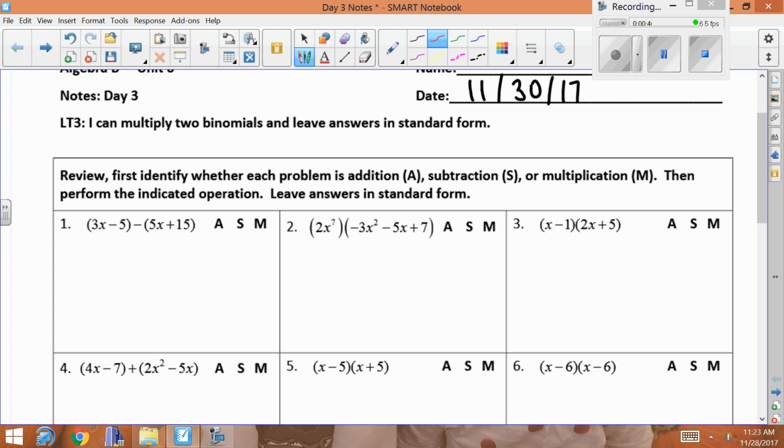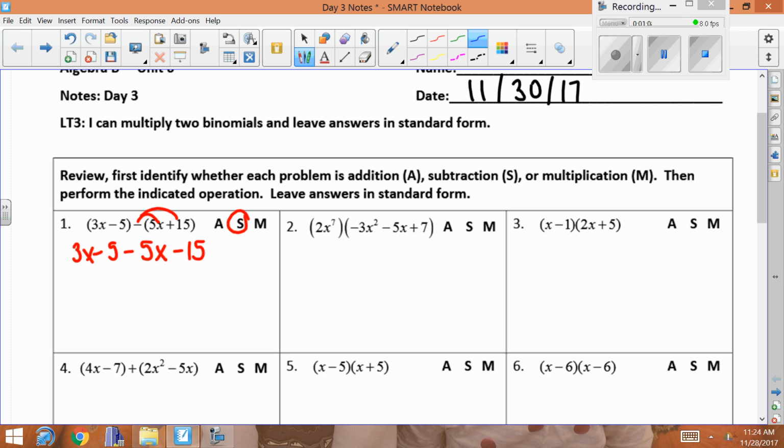All right, hopefully you guys have tried these on your own. Again, what you're supposed to do if you read the directions, identify if it's addition, subtraction, or multiplication. Make sure you look in between the parentheses. The first one is a subtraction problem. Remember from yesterday, when we do subtraction problems, you have to make sure you distribute the negative. So it becomes a minus 5x and a minus 15.